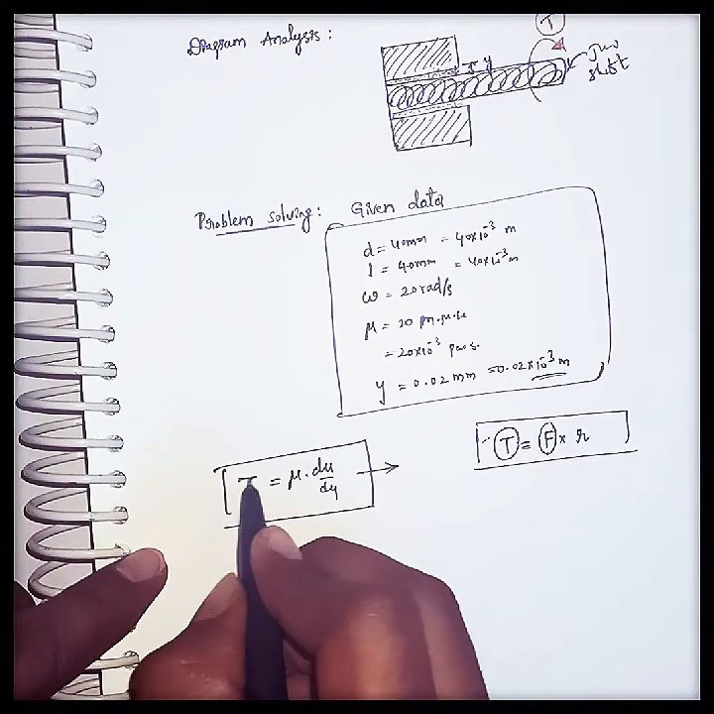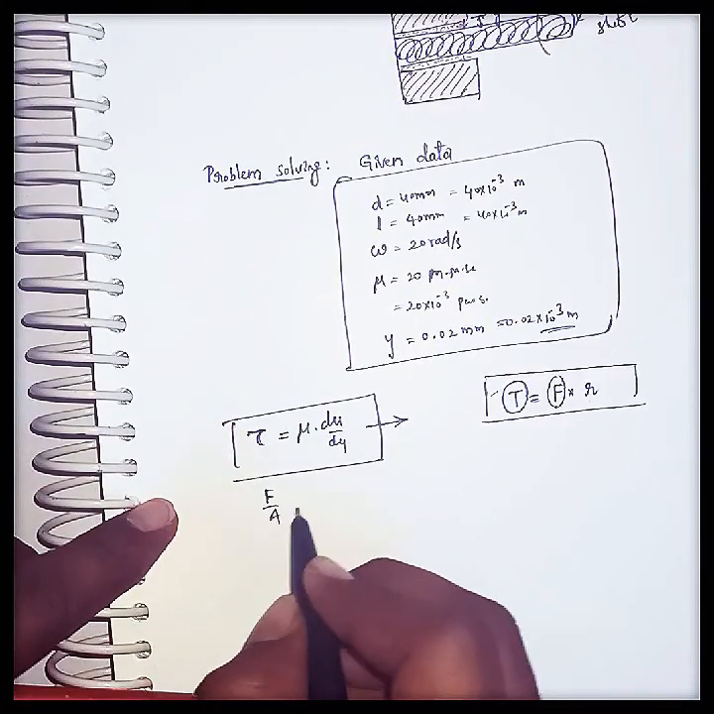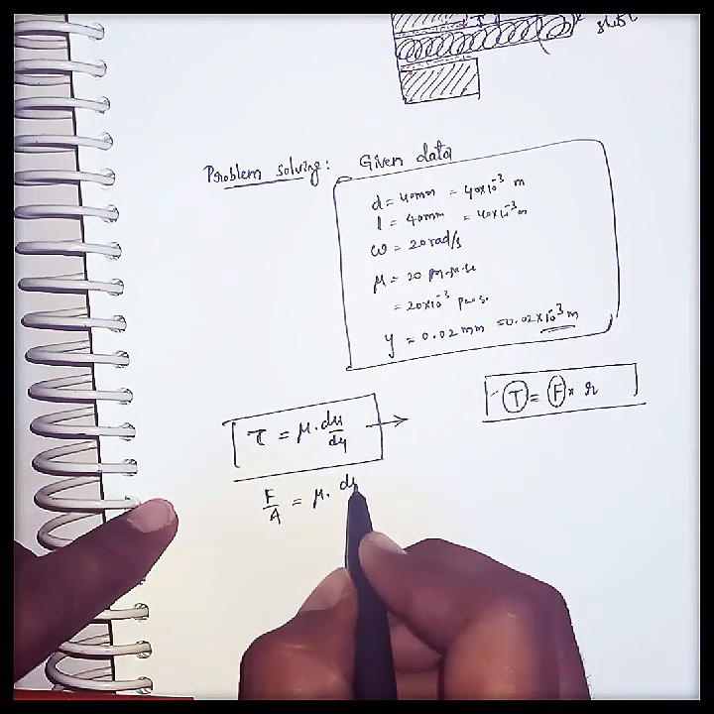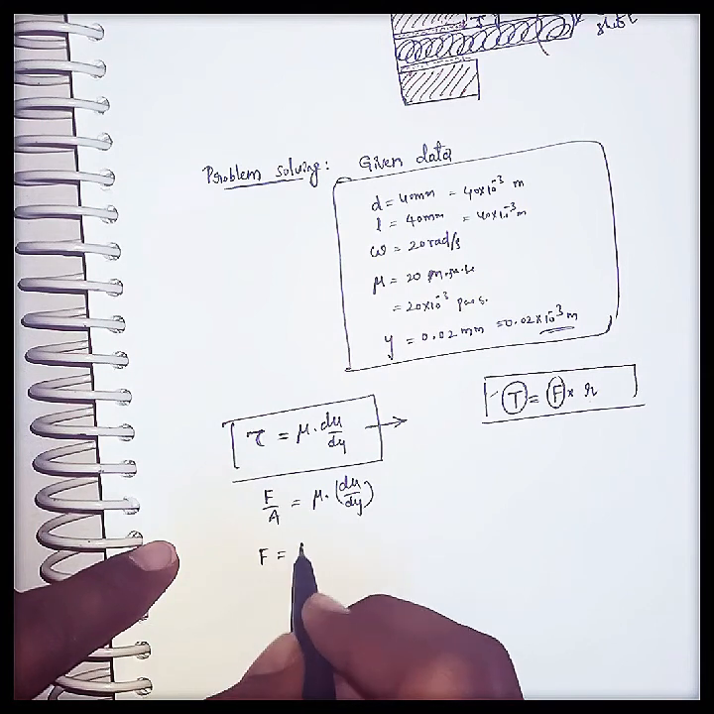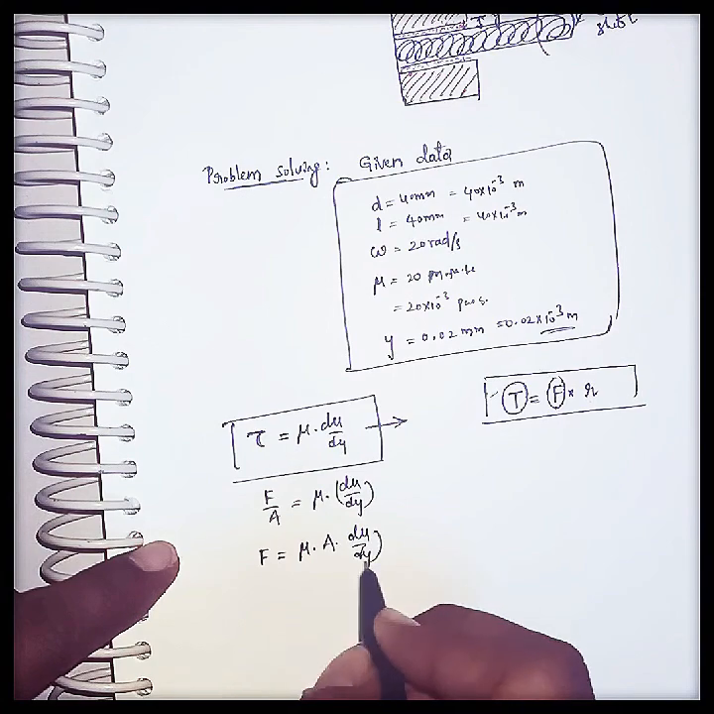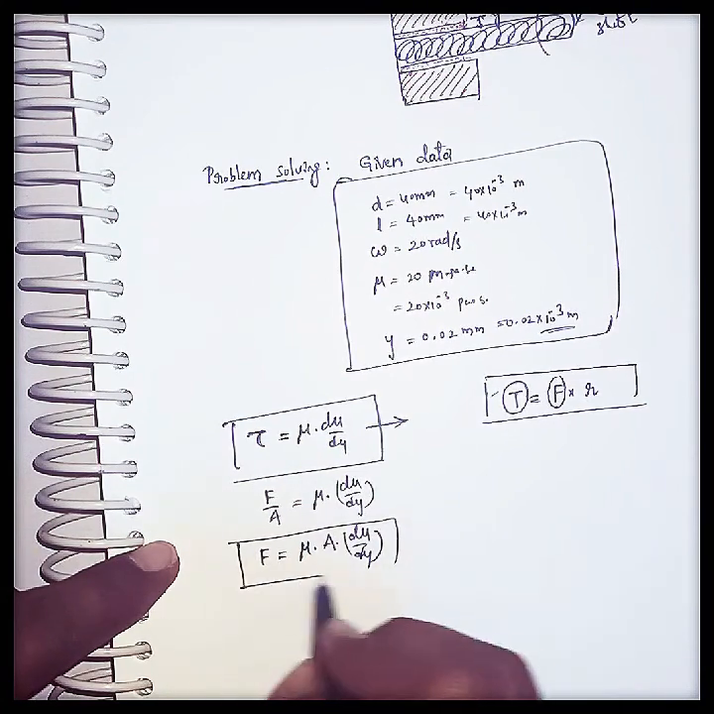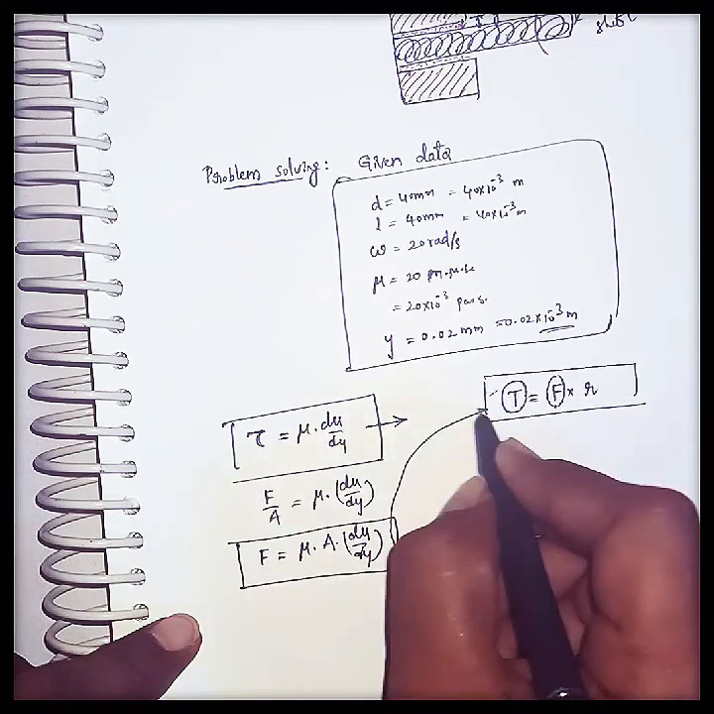This is nothing but shear stress. We can write the shear stress as shear force per unit area. Here we want the shear force, that is, shear force is equal to mu into A into du by dy. This is the formula to calculate the shear force. We have to substitute this shear force in the torque equation.